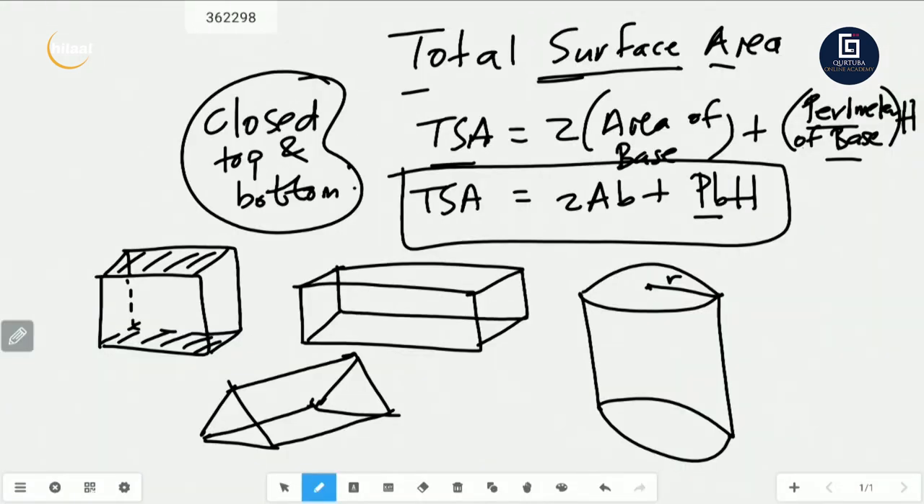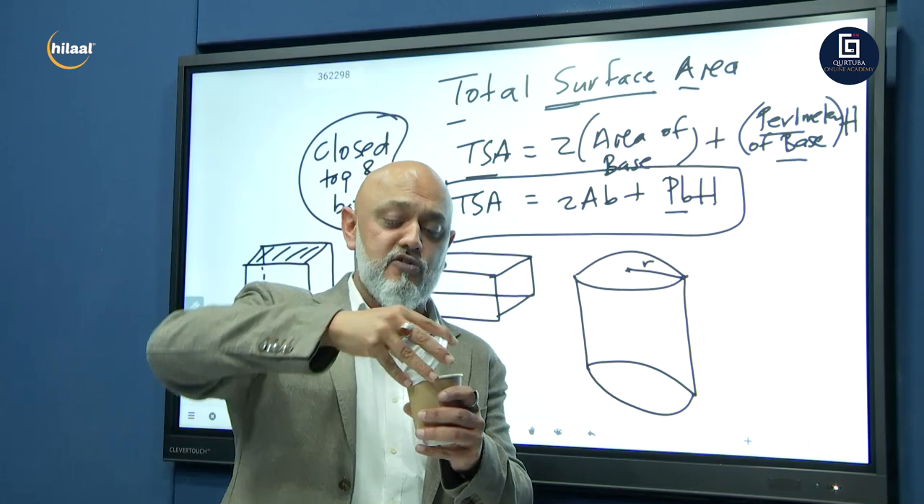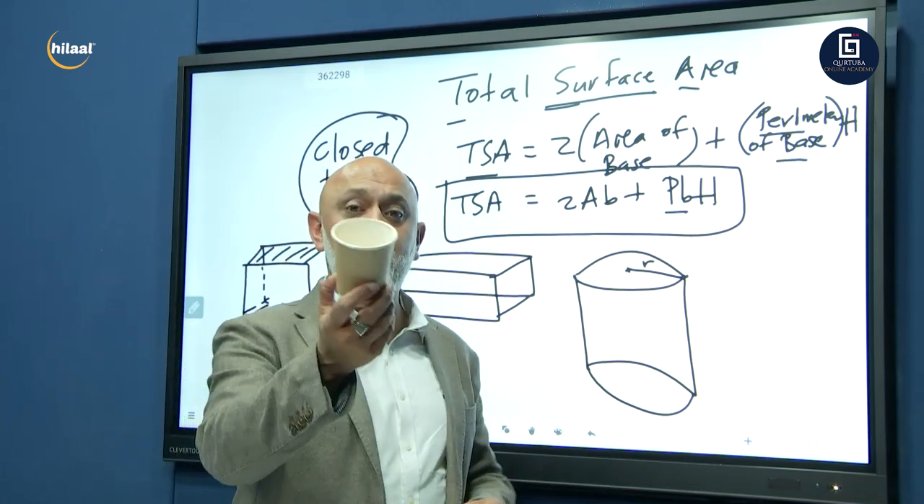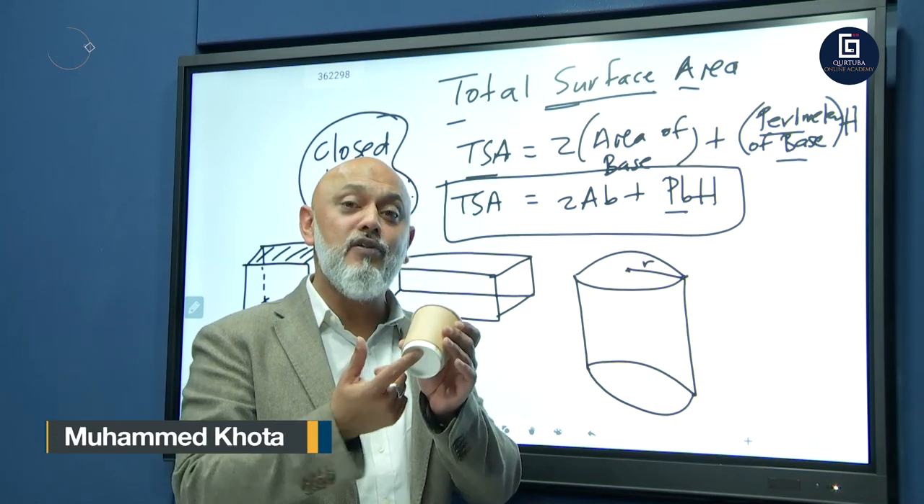2AB plus PBH. What is it? To find the total surface area, 2AB plus PBH. Remember that. What if the top is open? So let's open the top. And there we go. We've got how many bases now? How many bases do I have? I've only got one base.